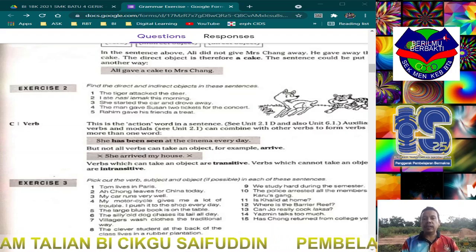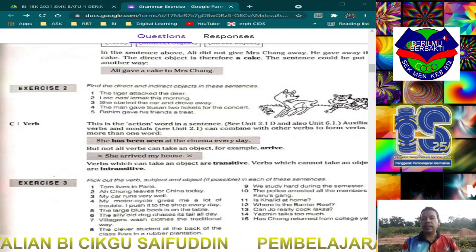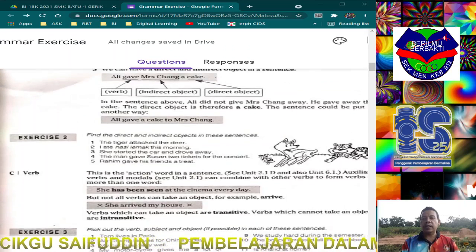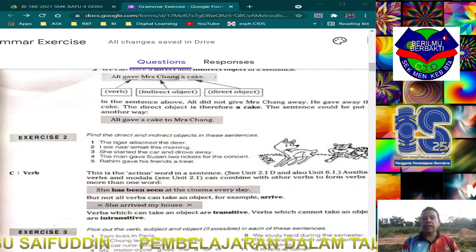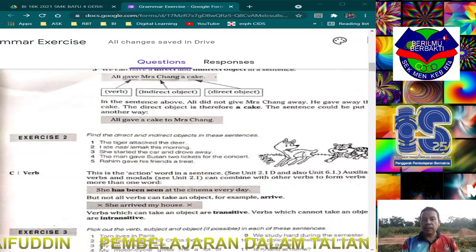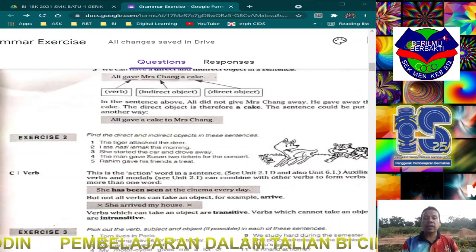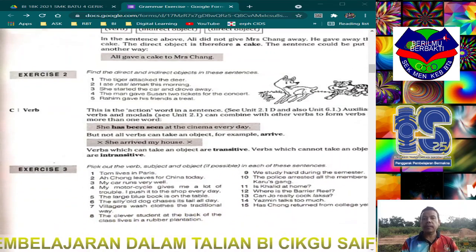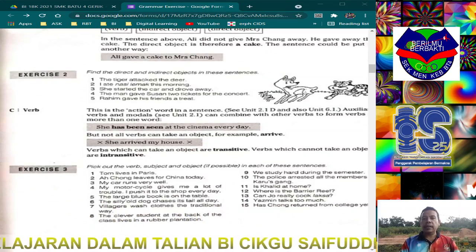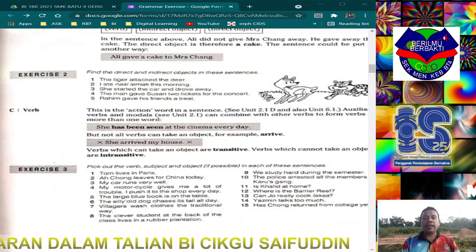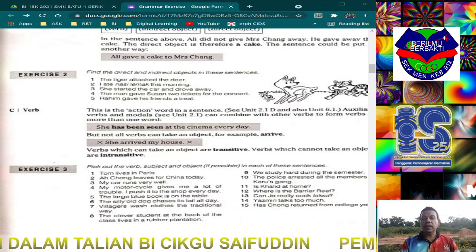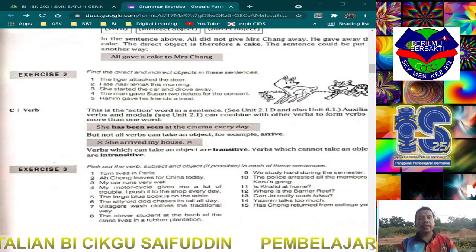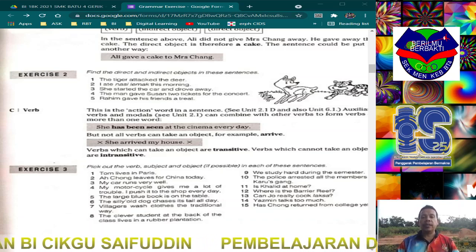The man gave Susan 2 tickets for the concert. Sama macam tadi lah. Ali gave Mr. Chang a cake. Okay, dalam kes ini, the man give the ticket. The 2 tickets tu adalah direct object. Susan is the indirect object. Okay, then Rahim gave his friend a treat. Okay, his friend is the direct object, a treat is the indirect object. Okay, ini perbincangan sahajalah.